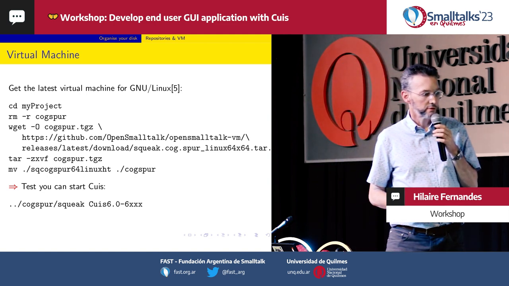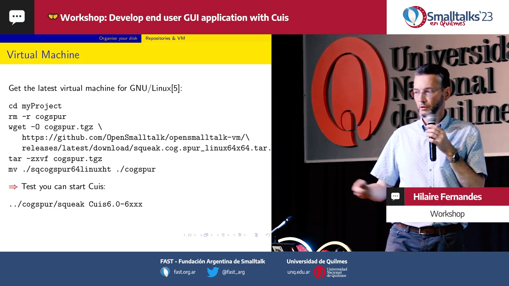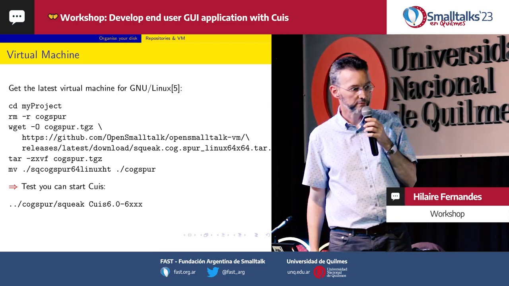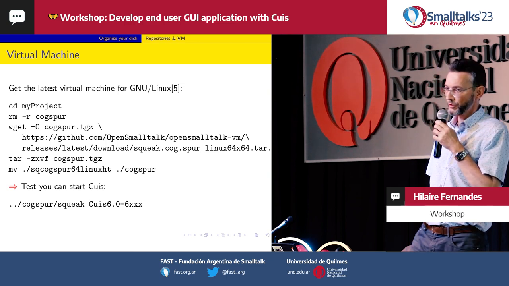So when you are there, you should be able to start it. Here, this will be the version number at the time when you clone the repository. So you should have a running Cuis in Android.